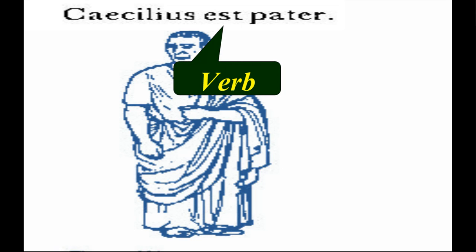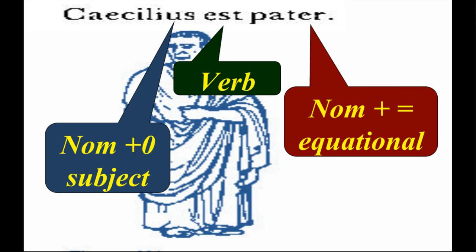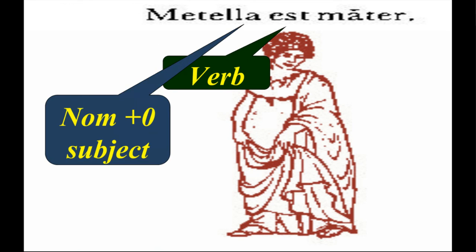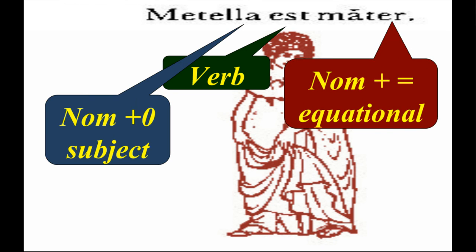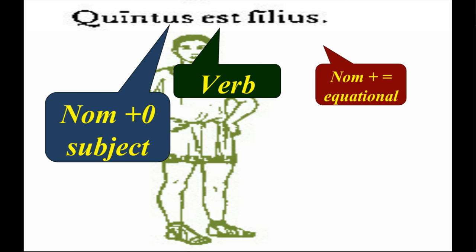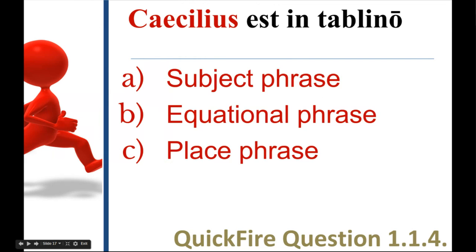So we have the verb est. All verbs at this stage in Latin end in T. Caecilius, the nominative subject phrase. Pater, the nominative equational phrase. Caecilius is a father. The verb is tells us to look for an equational. We have a subject. Oh, there's your equational. Metella is a mother. We have the verb est. We look for Quintus as the subject phrase, filius the nominative equational phrase, because the subject phrase is already used. So in this sentence right here, we have Caecilius. It's a nominative. Could it be an equational phrase? If you had another nominative, yes. Instead, it's the subject phrase.